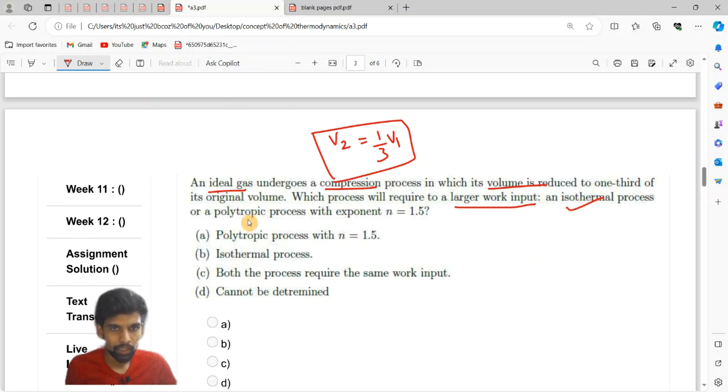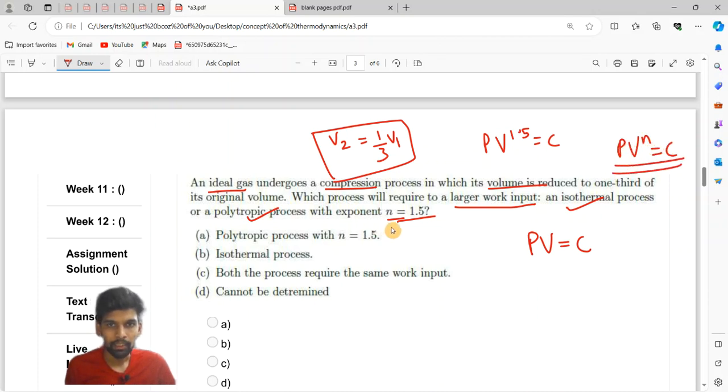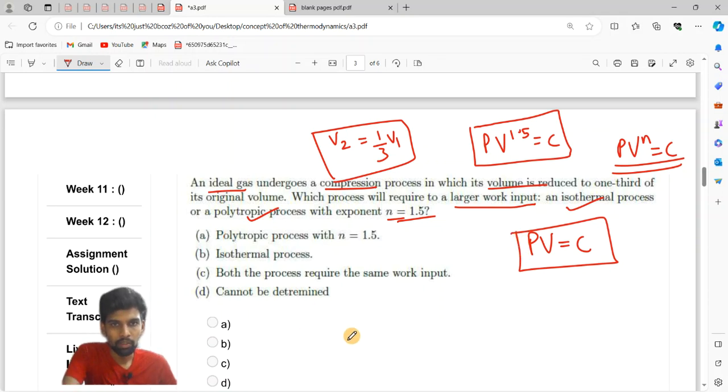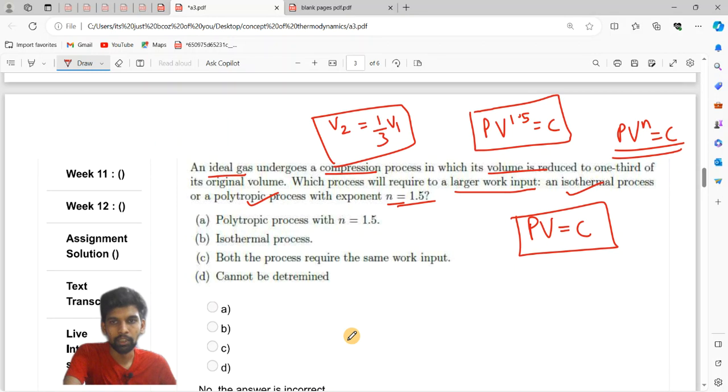First one is isothermal and second one is polytropic with exponent n equal to 1.5. So for an ideal gas and isothermal process, we can write PV is equal to constant. And for the polytropic process with n equal to 1.5, we can write PV^1.5 is equal to C. For any general polytropic process, PV^n is constant. Here they have given n as 1.5, that's why I have written 1.5 instead of n here. So this is our second process equation, and this is our first process equation. Then what they are asking is which will require larger work input.